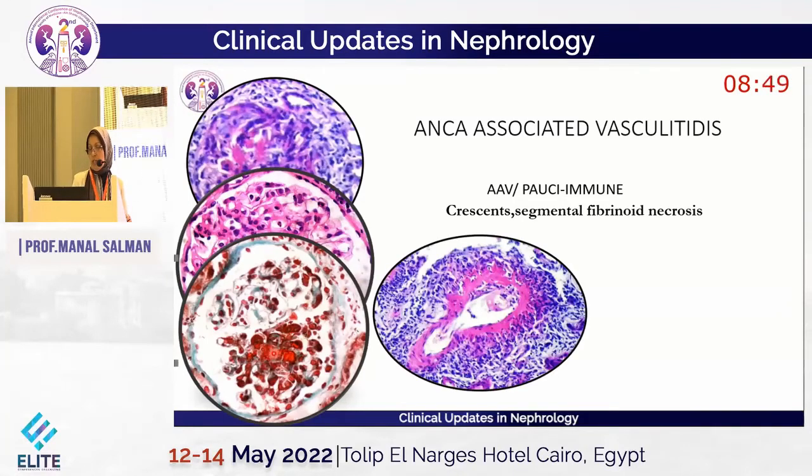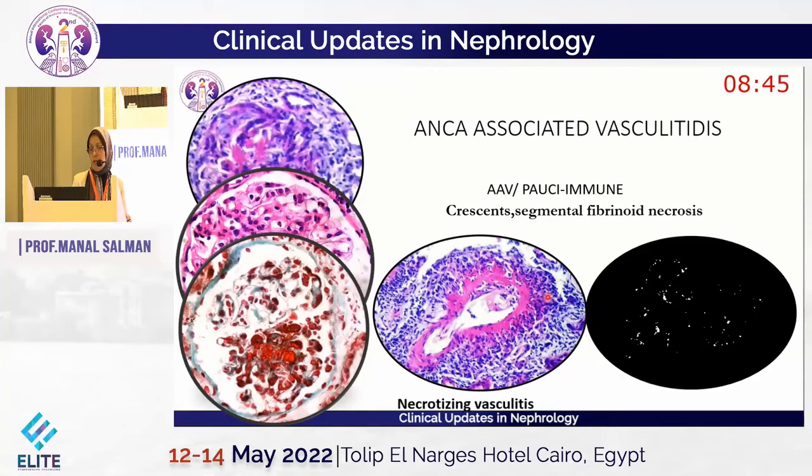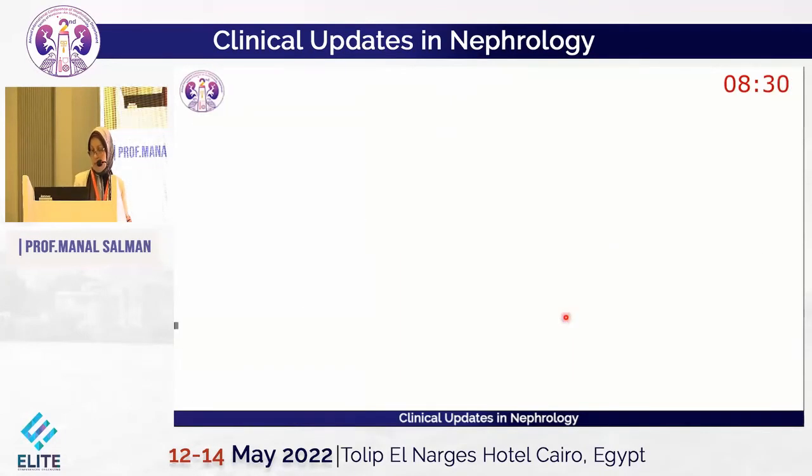In the interstitium, we can see vascular affection in the form of necrotizing vasculitis, and we can see this small medium-sized artery showing segmental area of fibrinoid necrosis infiltrated by inflammatory cells, and it is surrounded by inflammatory infiltrate. By immunofluorescence, it is negative, so it is called pauci-immune crescentic glomerulonephritis.